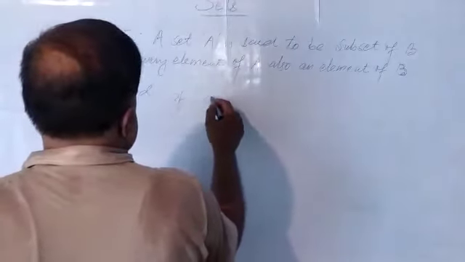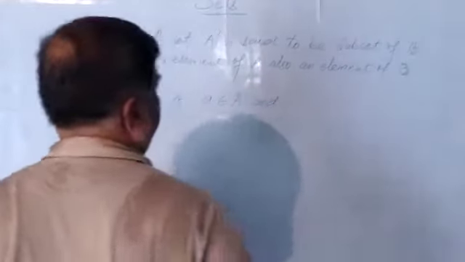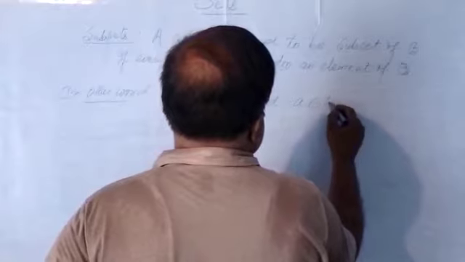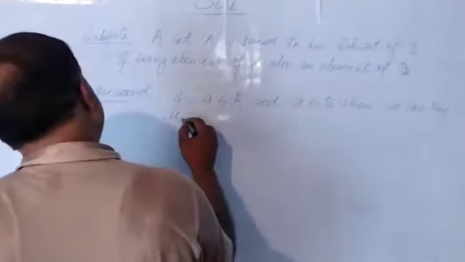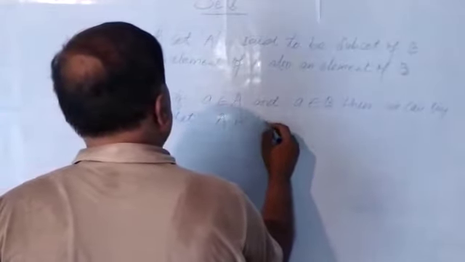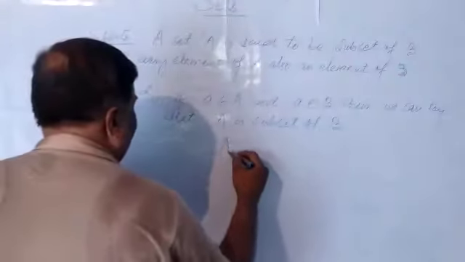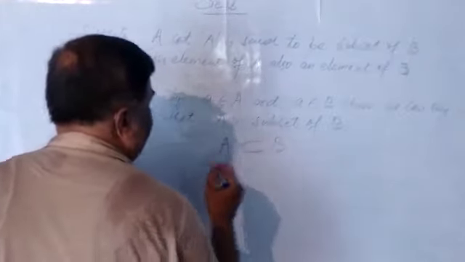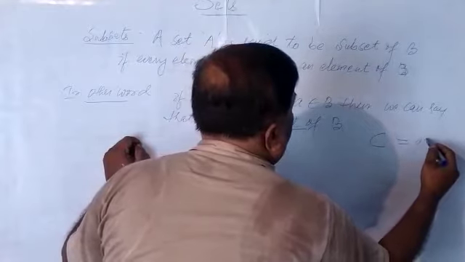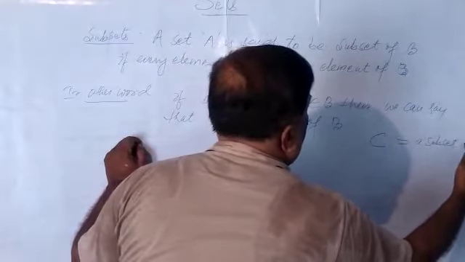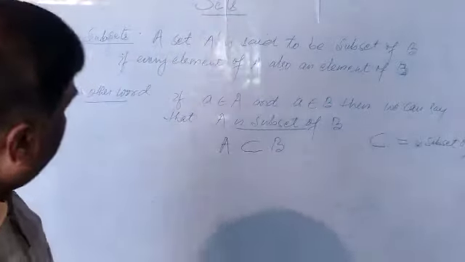If an element a belongs to A and a also belongs to B, then we can say that A is a subset of B. Symbolically, we write this as A ⊆ B. This sign stands for "is a subset of", not "a subset". This sign stands for "is a subset of".